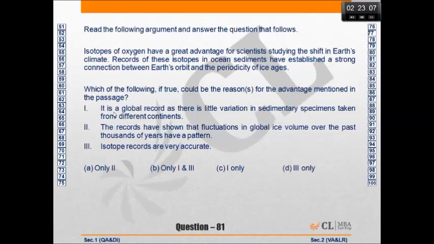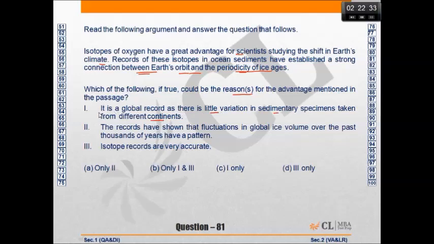Read the following argument and answer the questions that follow. Isotopes of oxygen have a great advantage for scientists studying the shift in Earth's climate. Records of these isotopes in ocean sediments have established a strong connection between Earth's orbit and the periodicity of ice ages. Which of the following, if true, could be the reasons for the advantage mentioned in the passage? What is the advantage? Records of these isotopes have established a strong connection between Earth's orbit and the periodicity of ice ages. Okay. Statement 1: it is a global record as there is little variation in sedimentary specimens taken from different continents.